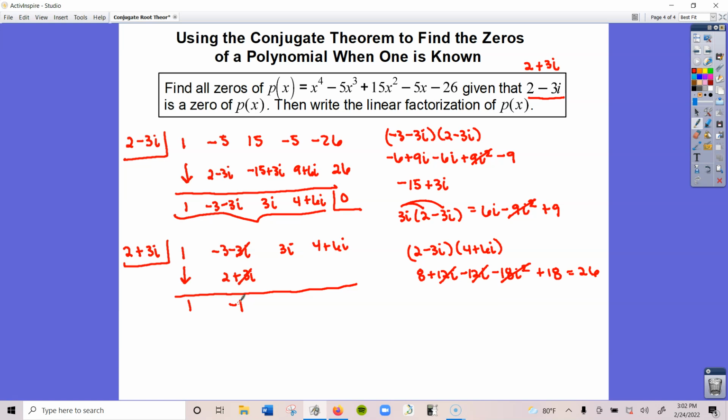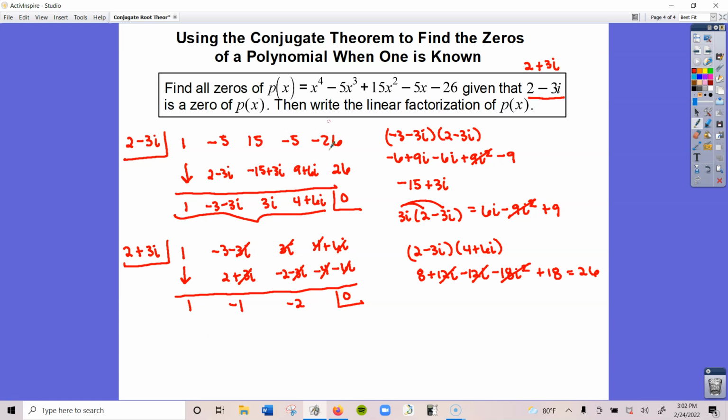And now we multiply. -1 times 2 plus 3i is -2 minus 3i. And see again, these 3i's cancel. And we're left with just the real number, -2. Now we multiply. -2 times 2 plus 3i is -4 minus 6i. And see, here everything should cancel because again, that is a root. So you should always end up with a remainder of 0.